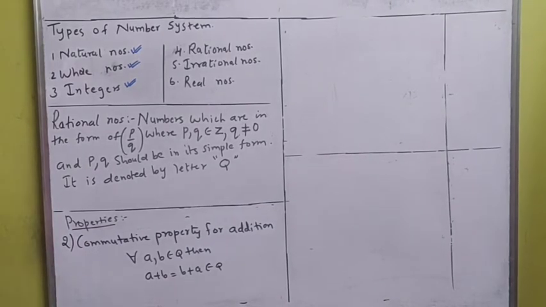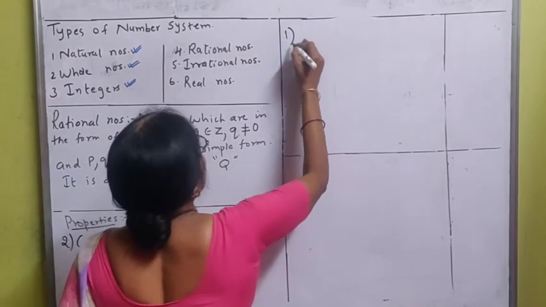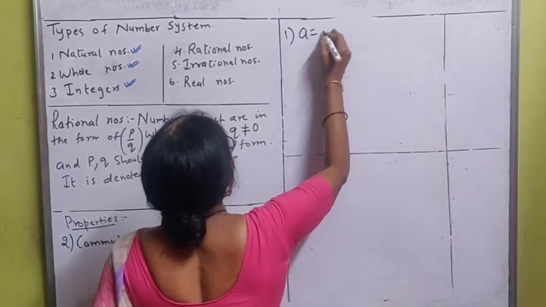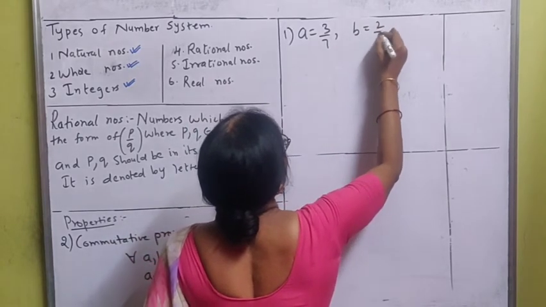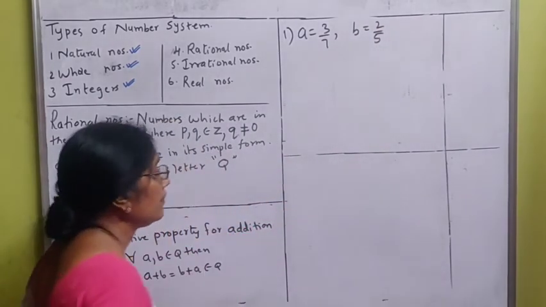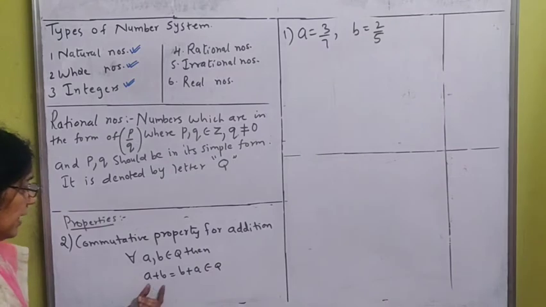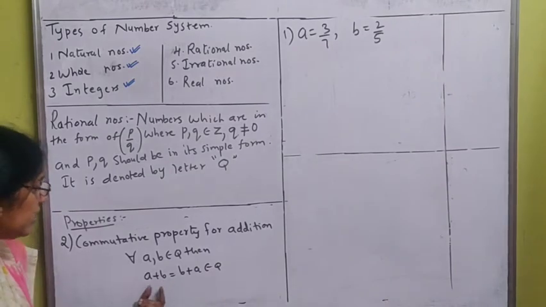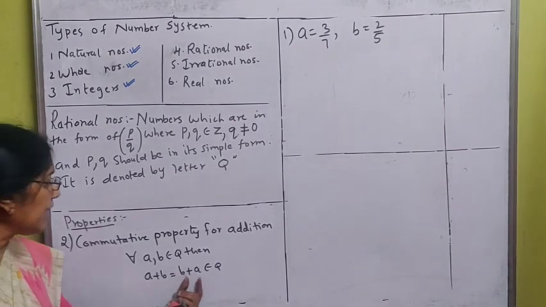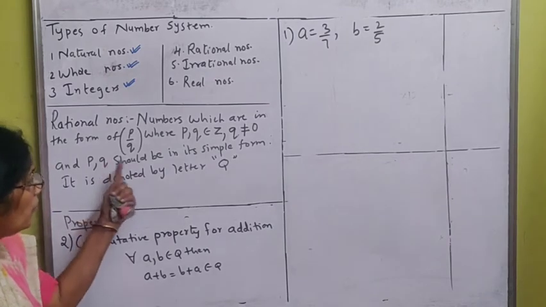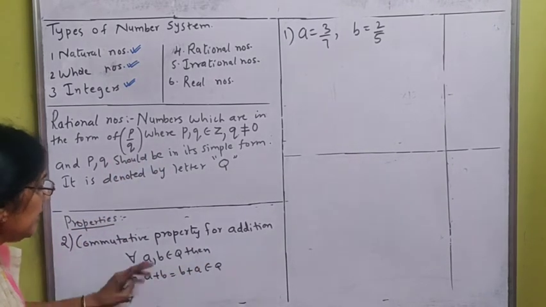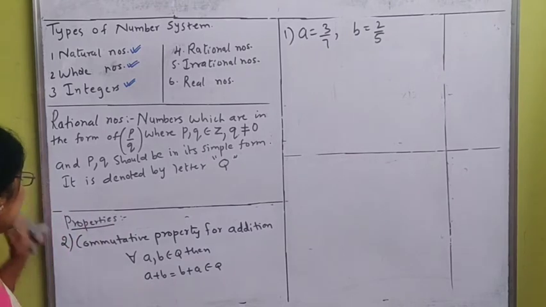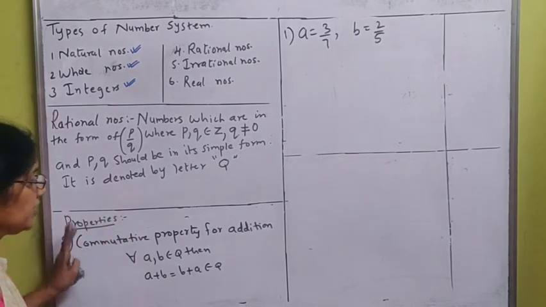So let us take the first example. A is equal to 3 by 7, B is equal to 2 by 5. So what do I have to prove? A plus B is equal to B plus A, means the left hand side should become equal to the right hand side. And if all these three conditions are there in the answer, it belongs to Q, that is, commutative property for addition will be true.